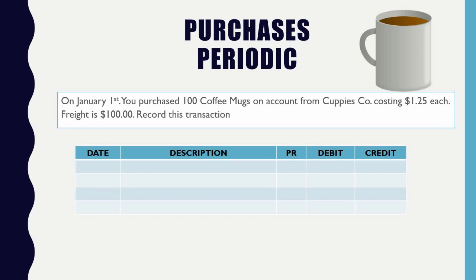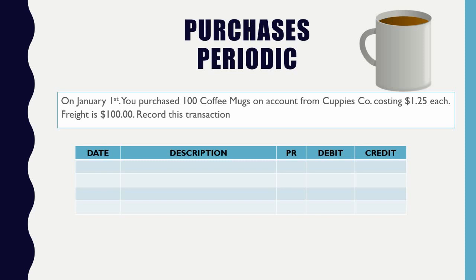So let's go ahead and start with this example. On January 1st, you decide to purchase 100 coffee mugs on account from Cuppies Co., which cost you $1.25 each, and freight cost you $100. Record this transaction. First, we need to purchase the items in order to create an account and then create your credit there. In this sense, this is considered a vendor credit.